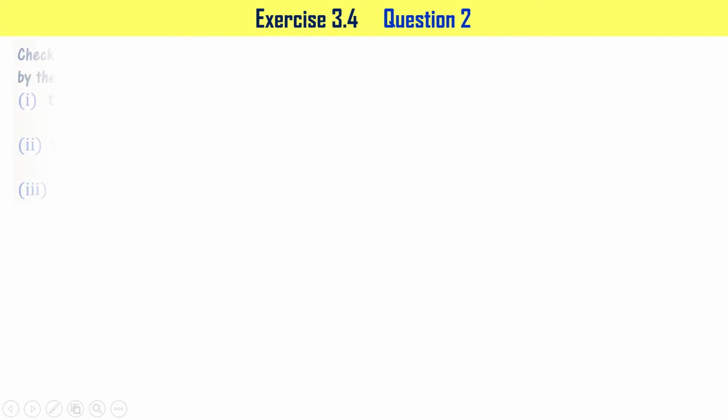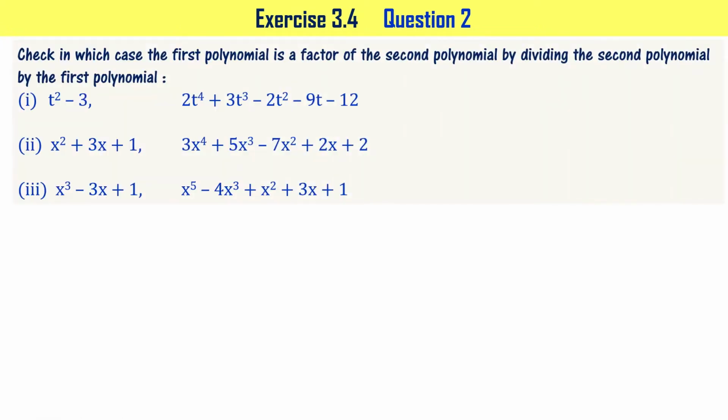Question number 2 is, check in which case the first polynomial is a factor of the second polynomial by dividing the second polynomial by the first polynomial. We are given 3 problems, and in each problem we are given 2 polynomials. This is the first polynomial and this is the second polynomial. We have to divide the second polynomial by the first polynomial and see whether the first polynomial t square minus 3 is a factor of the second polynomial given. The same way we have to repeat for other problems also.